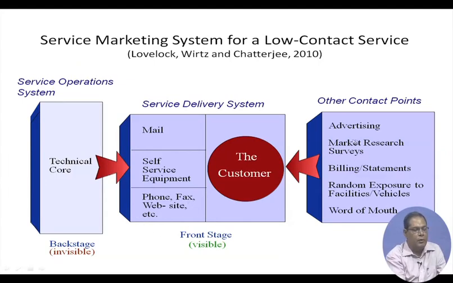These are visible to the customer, and other contact points are advertising, market research surveys, billing statements, random exposure to facilities and vehicles, word of mouth, etc. This is a low contact service like car rental or taxi service, etc. And so the customer is within these service operations, other contact points and service delivery system, and again the customer has to be satisfied at every point of delivery and every point of contact with the organization.